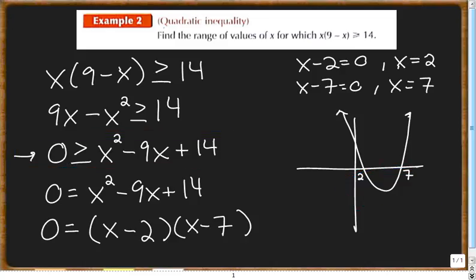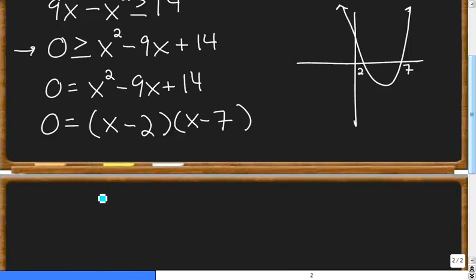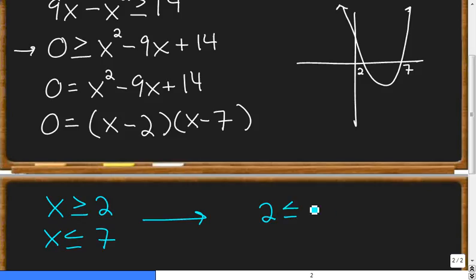So our answers for this problem are going to be x is greater than or equal to 2, and x is less than or equal to 7. Now, both of these have to go together. You could actually write this as 2 is less than or equal to x is less than or equal to 7. These are the only acceptable answers for this that will make this true.